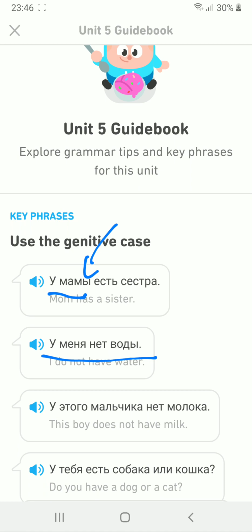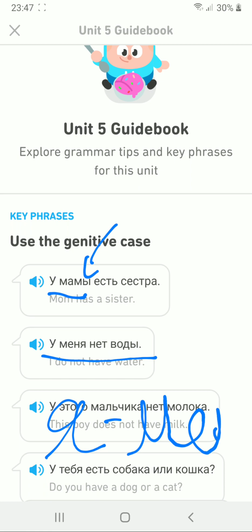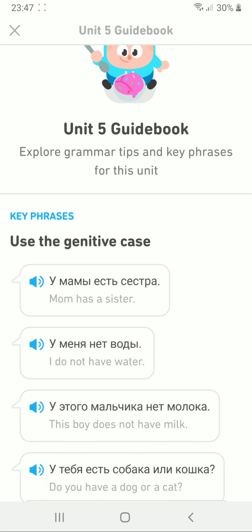У меня, just like for мама, мамы, я becomes меня. Let me write the меня correctly. Меня, so it's an M, sorry. Me, and then N, and then я. Меня. У меня есть, I have. So, у меня нет. Now, there is no yes, but it is, I don't have. У меня нет воды. It's not вода.